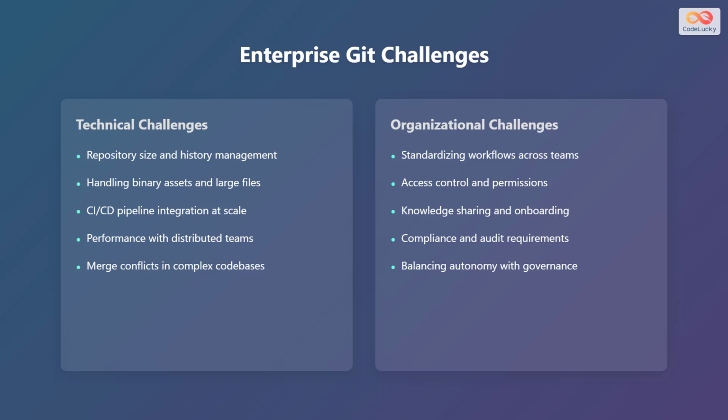From a technical perspective, you'll encounter issues like repository size, history management, handling binary assets in large files, continuous integration and continuous delivery pipeline integration at scale, performance with distributed teams, and resolving merge conflicts in complex code bases. Organizationally, it's about standardizing workflows across teams, managing access control and permissions, facilitating knowledge sharing and onboarding, adhering to compliance and audit requirements, and balancing team autonomy with overall governance.